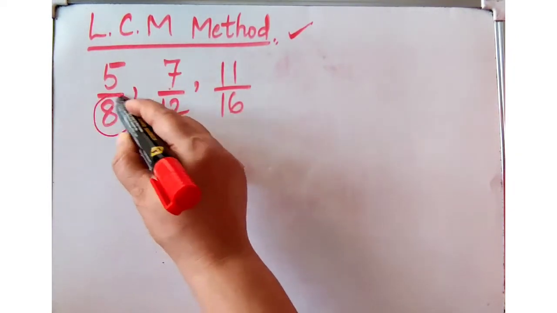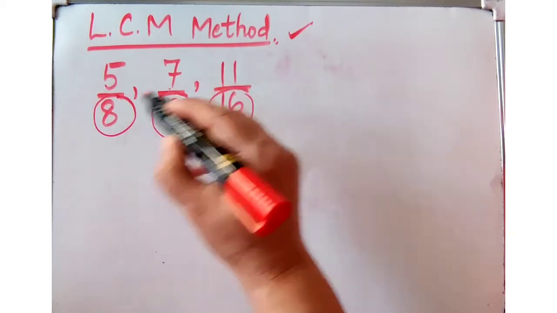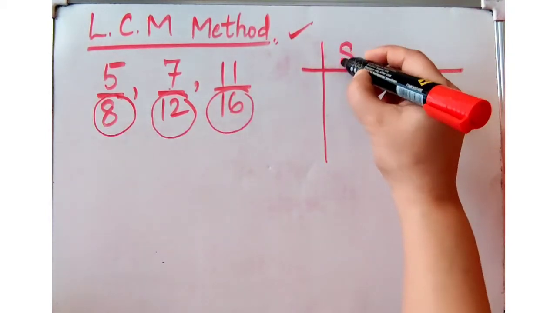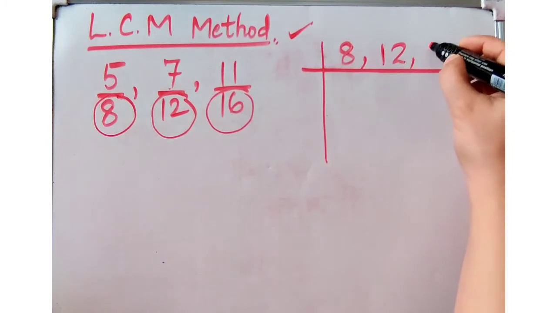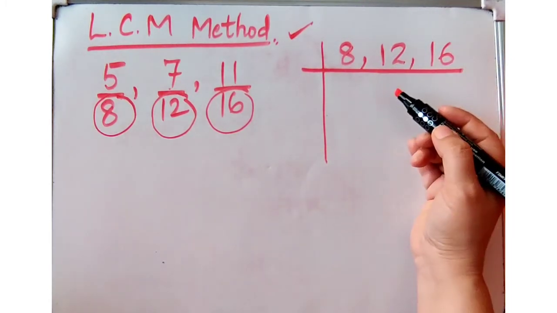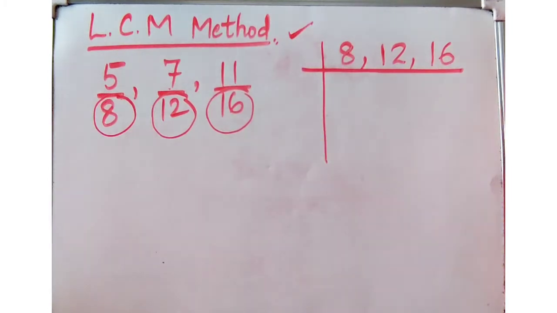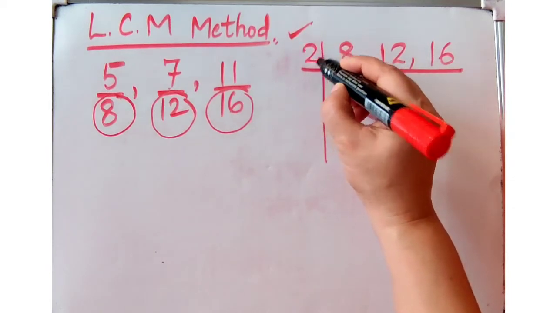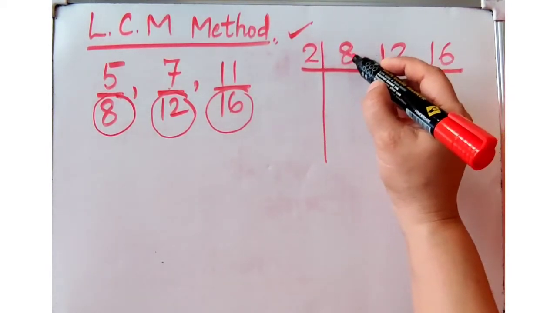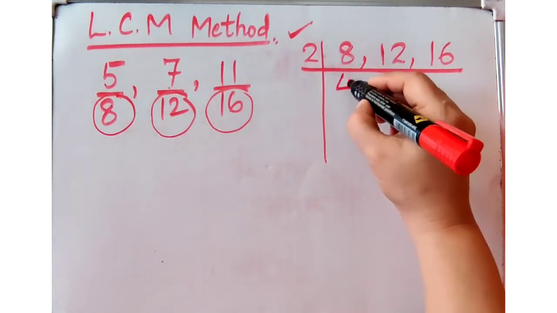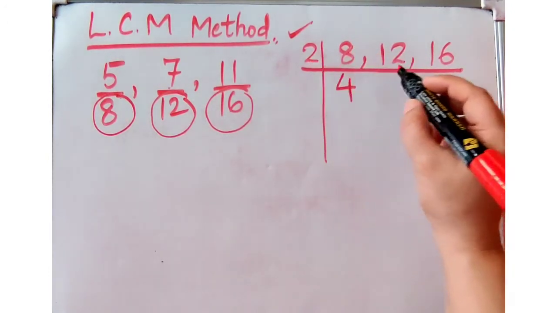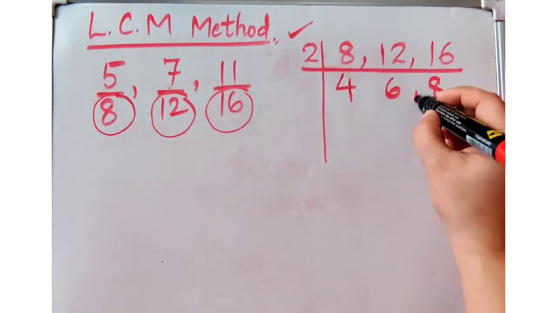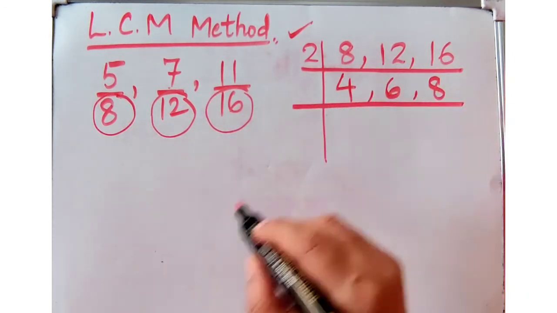For that we are going to take the least common multiple of the denominators of the given fractions. So here we can see the denominator of the first fraction is 8, the second one is 12, the third one is 16. I am finding the LCM of these 3 numbers. Now 8, 12 and 16 are multiples of 2. Therefore dividing these 3 numbers by 2. 2 4s are 8, so we will write here 4. 2 6s are 12. 2 8s are 16. So my numbers are 4, 6, 8.